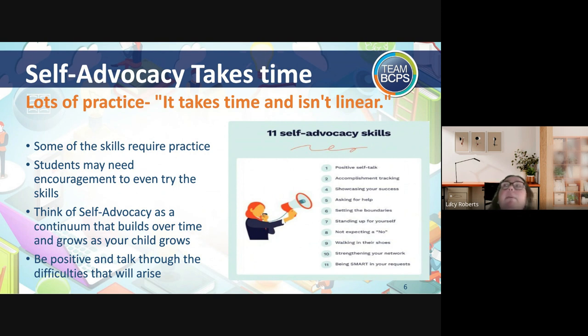We want you to think about it as a continuum where they can slide up and they can slide back depending on what we're talking about. If we're talking about health, they might be really great at telling a doctor, this is what's wrong with me. My nose is running, my ears hurt, whatever.